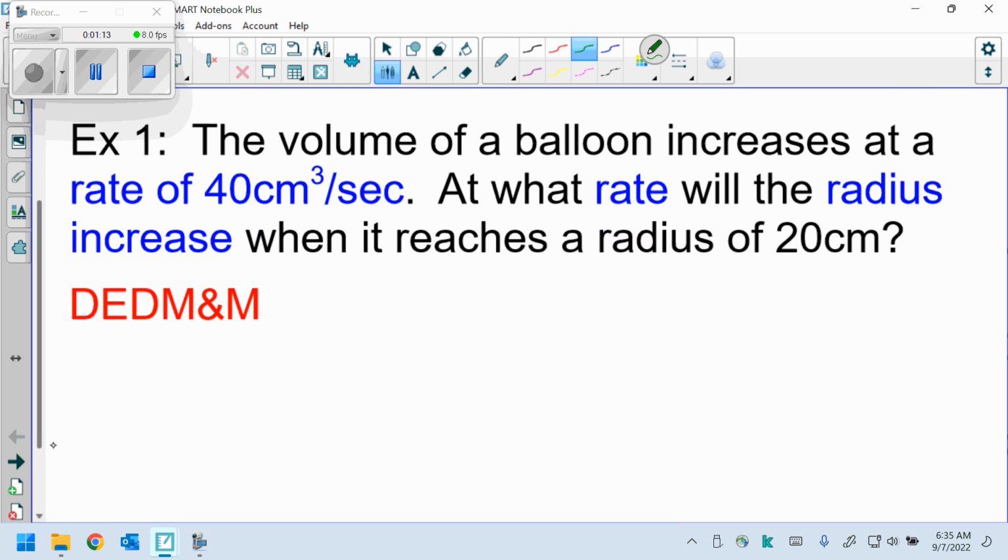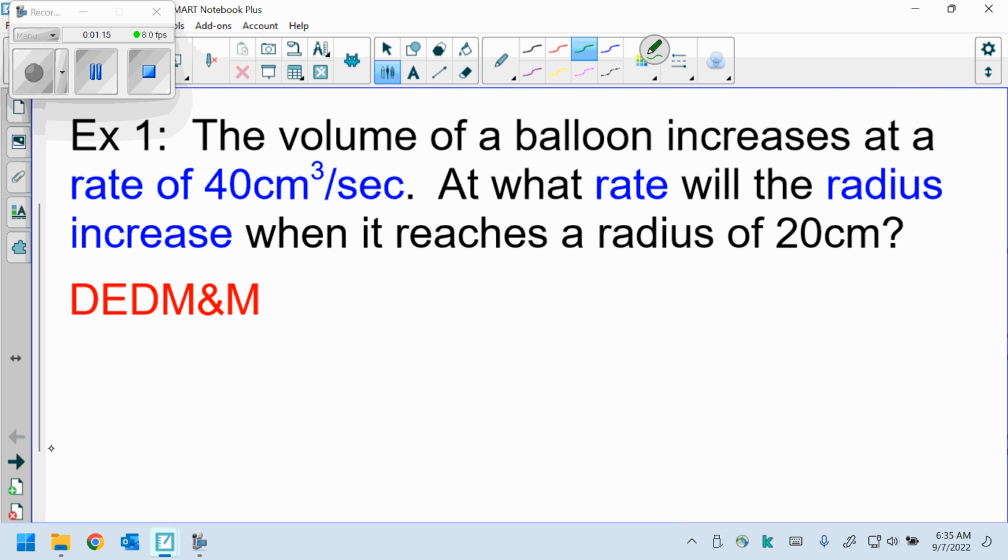Let's just take a look at a quick example and jump right in with both feet here. Volume of a balloon is increasing 40 cubic centimeters every second. At what rate is the radius increasing when the radius gets to 20 centimeters?